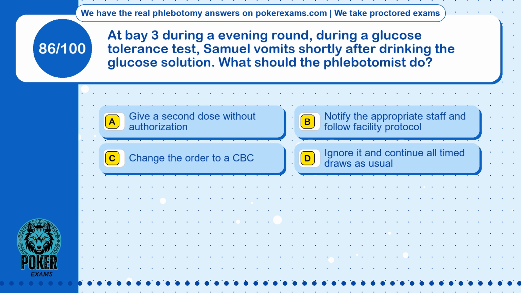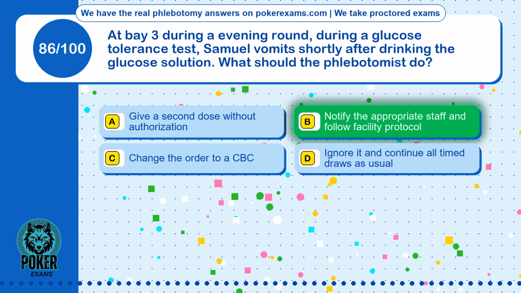Question 86. At Bay 3 during an evening round, during a glucose tolerance test, Samuel vomits shortly after drinking the glucose solution. What should the phlebotomist do? Option A. Give a second dose without authorization. Option B. Notify the appropriate staff and follow facility protocol. Option C. Change the order to a CBC. Option D. Ignore it and continue all timed draws as usual.